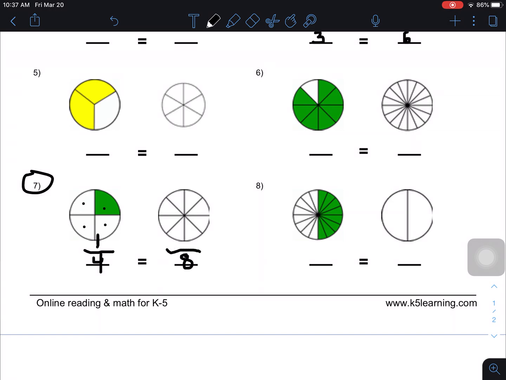Now let's shade in so that the second circle here looks identical to the first one, our 1/4. If you look over here and you look at this one, the shading is identical. That means we would have equivalent fractions. So we have how many shaded in? 1, 2. So our answer for number 7 is 1/4 is equivalent to 2/8.